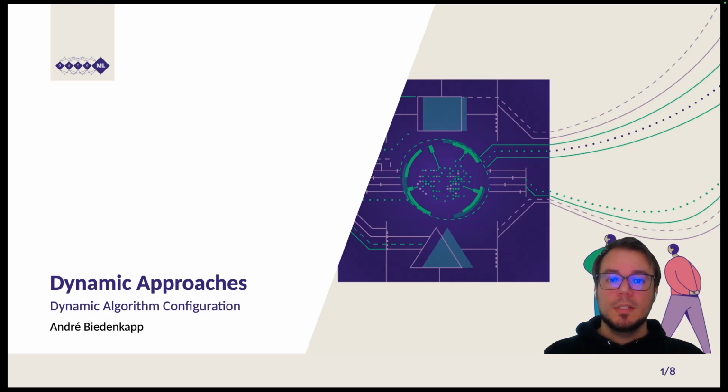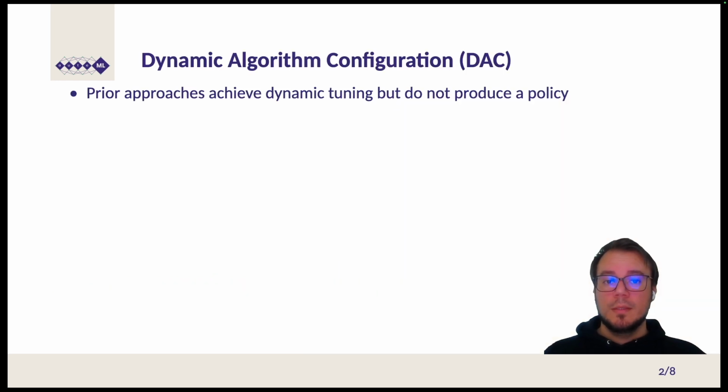Welcome back to the module on dynamic approaches for AutoML. In this unit, we're going to talk about dynamic algorithm configuration. Now, dynamic algorithm configuration, or in short DAC, differs from the prior approaches in that it produces a policy and not only dynamically tunes, right?